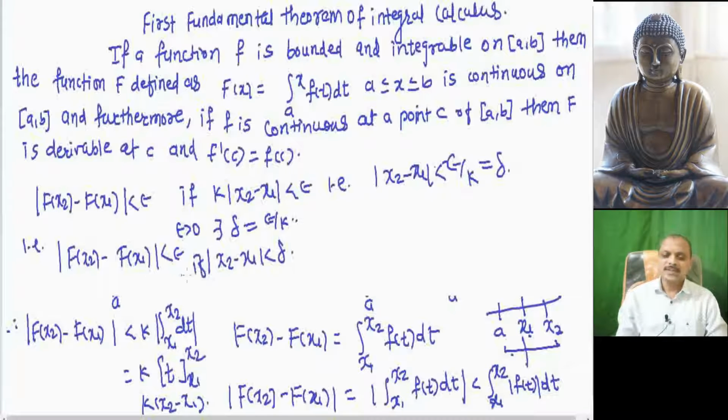What is this? This is nothing but the definition of uniform continuity. That means this function capital F is uniformly continuous.